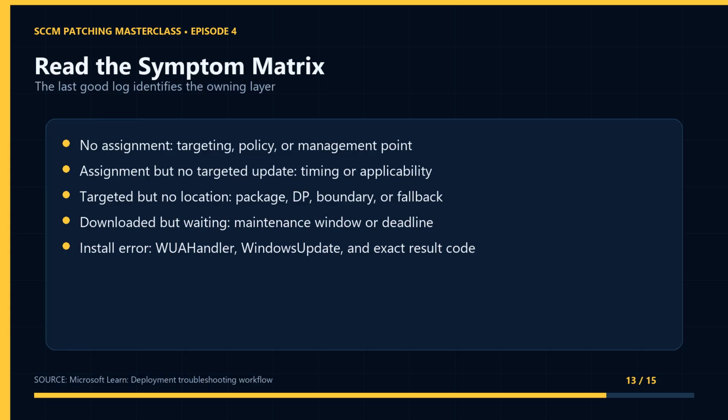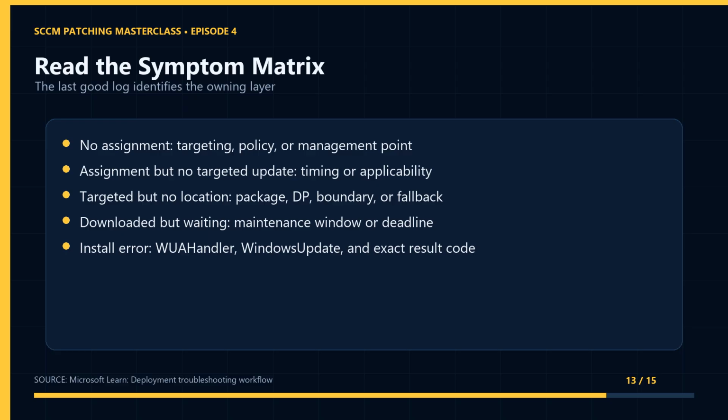Use this matrix. If Policy Agent never receives the assignment, investigate targeting, membership, policy generation, and management point communication. If policy exists but UpdatesDeployment does not add the update to the targeted list, investigate schedule and applicability. If the update is targeted but Content Transfer Manager receives no location, investigate deployment package distribution, boundary groups, and fallback.